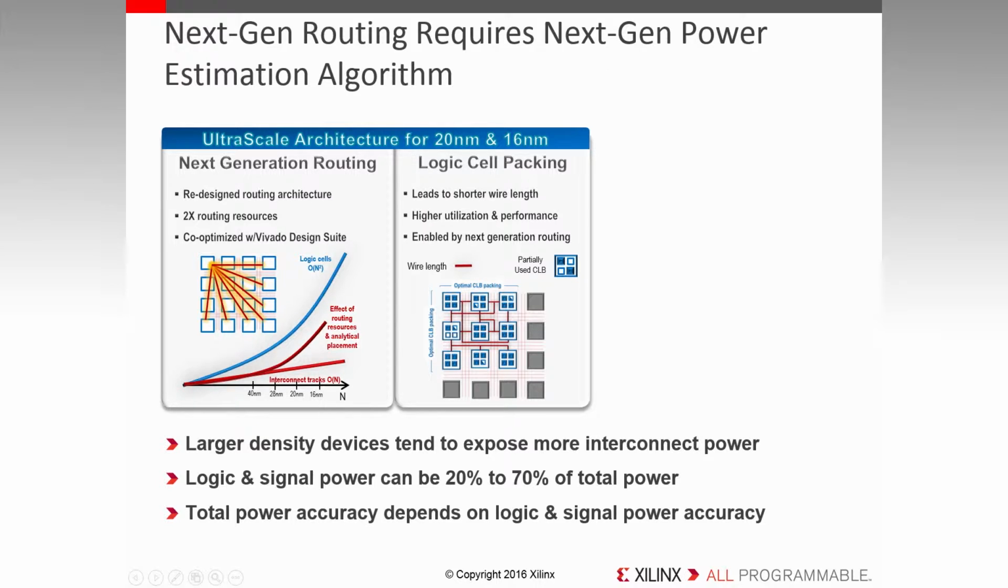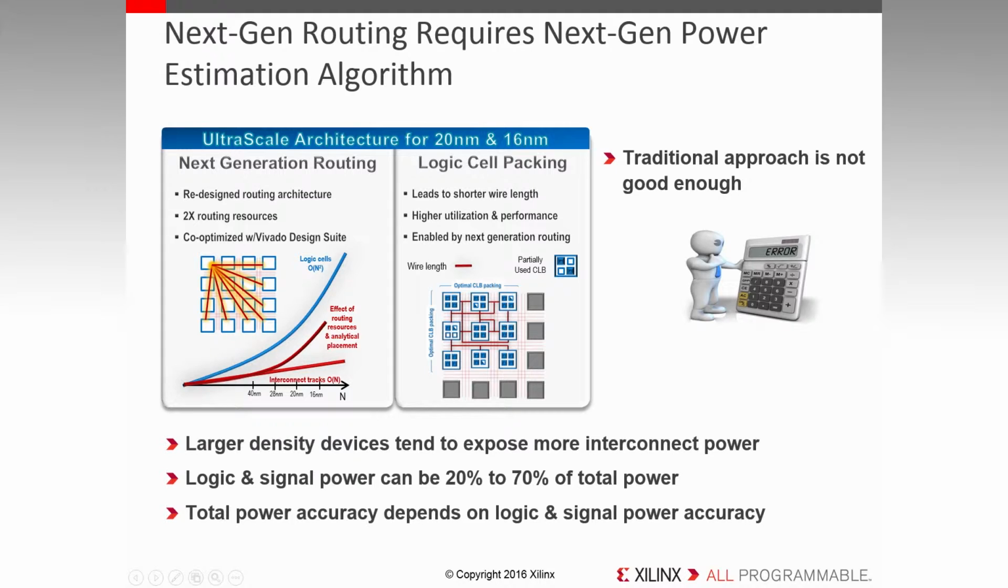As device density grows, larger designs tend to hit heavy routing complexities and larger fanouts. Depending upon the amount of switching, it will expose more and more interconnect power. If we take a closer look at total power breakdown, logic and signal power alone can be somewhere between 40 to 70%. This eventually reveals that special attention is needed on logic and signal power to achieve accurate total power estimation. The traditional approach is not good enough to gauge power dissipation in this next generation routing architecture.